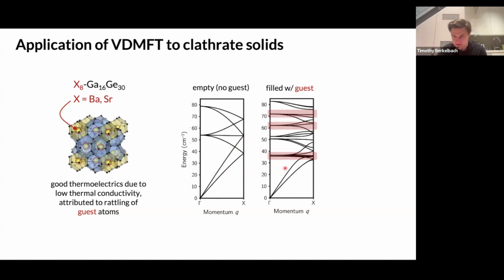the acoustic phonons. And so again, this is a rough understanding of why that might lower the conductivity of the material and thus make it a good thermoelectric. But all of this is, of course, within the harmonic approximation because I'm just showing you phonon band structures.